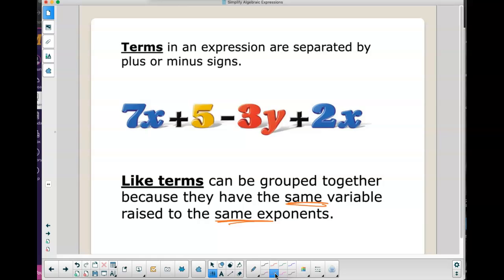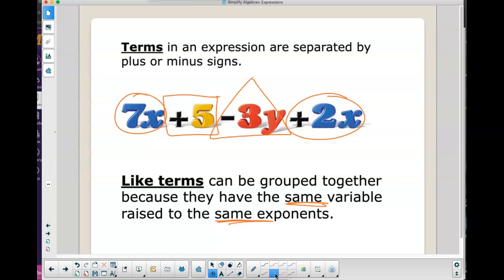So when I look at this example, are there any like terms up there? Yeah, the 7x and the 2x are like terms. Remember, because they have the same letter. It doesn't matter what number's in front of them. What's that number called in front of the letter? Right, but what do we call that number? The number in front of the letter is called what? Starts with a C. Coefficient. So the 7 is the coefficient, okay? Now the 5 does not have a letter at all. That's a constant. And then the minus 3y is different because it has a different letter.